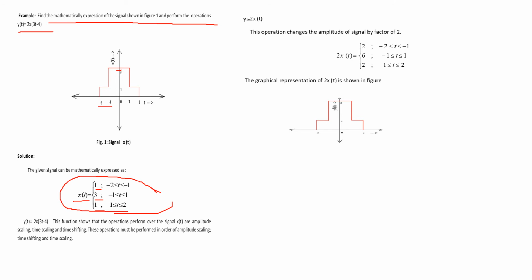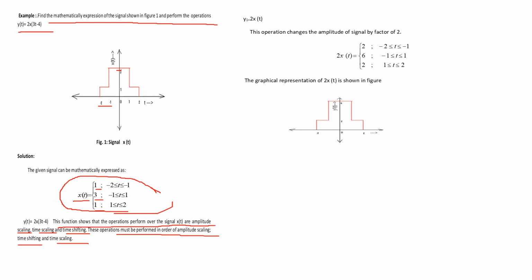Now the given operation is 2 into x of 3t minus 4. This function shows that the operations performed over the signal x of t are amplitude scaling, time scaling, as well as time shifting. This operation must be performed in order: first amplitude scaling, then time shifting, and on that resultant signal we do time scaling. Remember, you can't do them separately. Once you get the result of amplitude scaling, on that signal you have to do the time shifting operation. On the output of time shifting we have to do the time scaling, not alone.